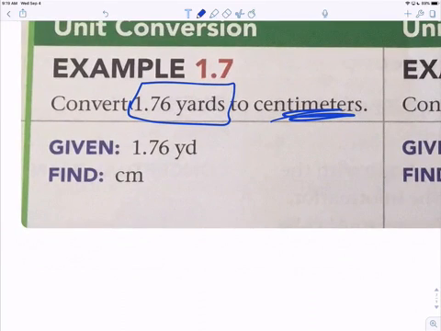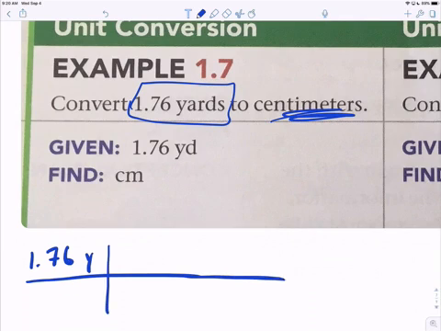So let's do that, and then we've got to solve it. Start off with, and this is called dimensional analysis, 1.76 yards. Let's do yards, not years, but yards. There are certain relations here. 1 meter is 1.094 yards. How do you write YD for yards? That's what the book is doing.